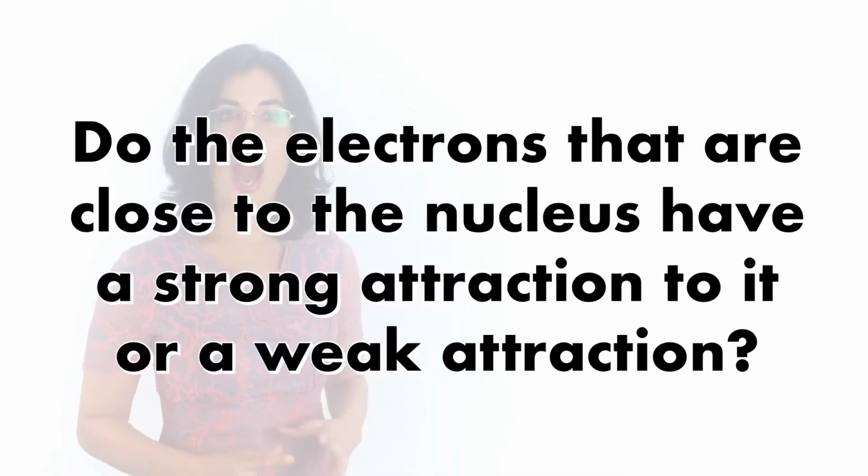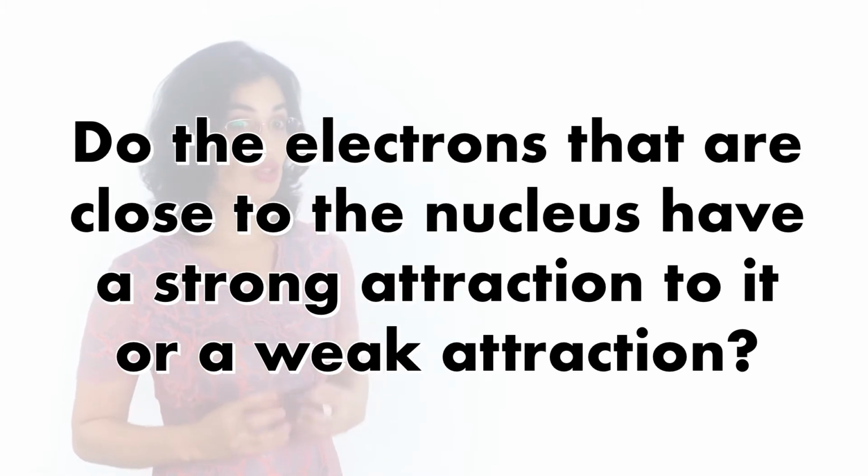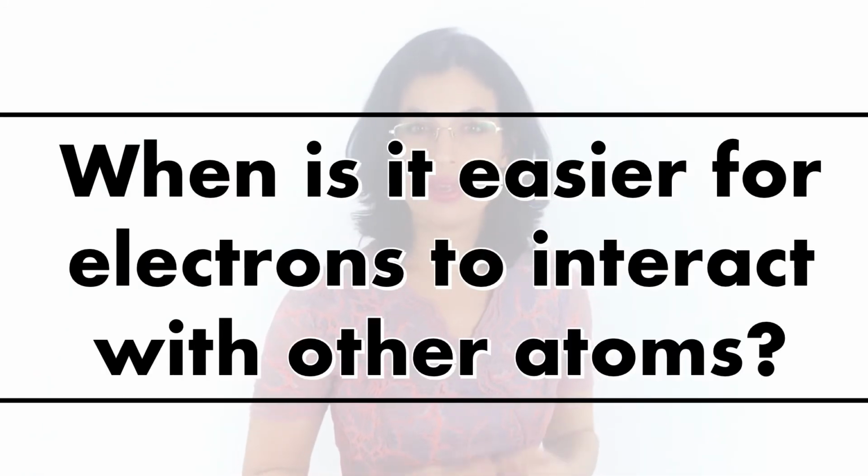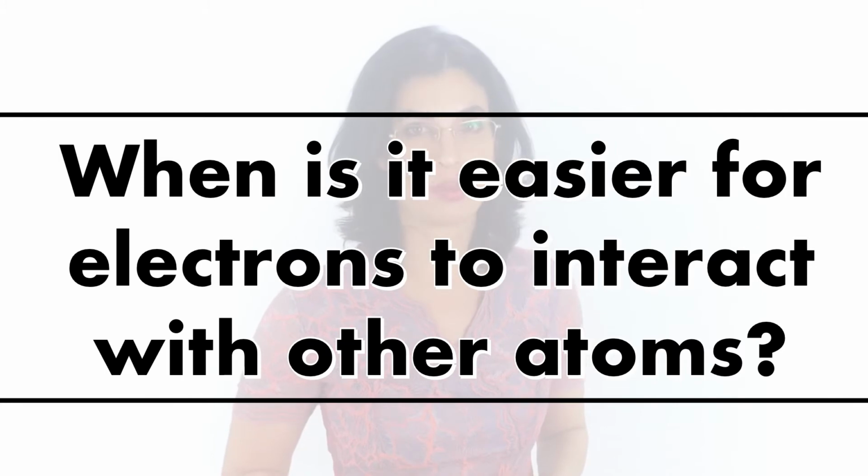Do electrons that are close to the nucleus have a strong attraction to it or a weak attraction? They have a strong attraction. Do the electrons that are far from a nucleus have a strong attraction or a weak attraction to it? They have a weak attraction. Do you think it will be easier for electrons to interact with other atoms if they have a strong attraction to the nucleus or a weak one? It will be easier for electrons with a weak attraction to the nucleus to interact with other atoms because the nucleus doesn't pull them as strongly as it does other electrons.